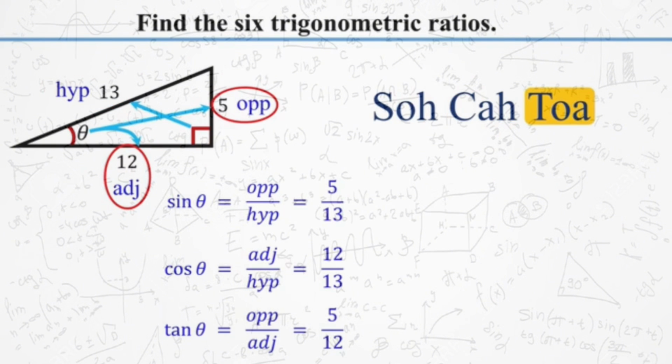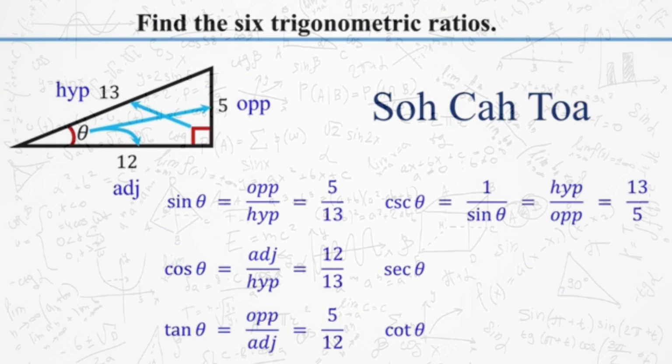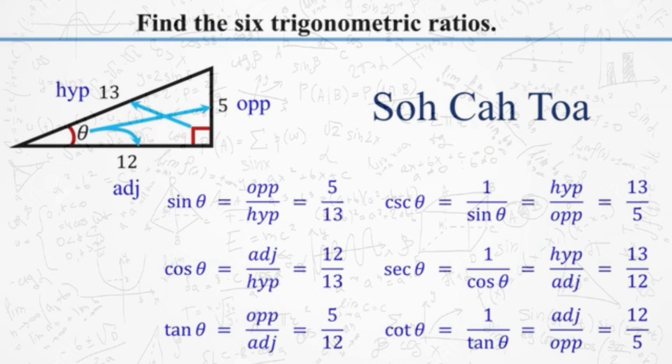Tangent is opposite over adjacent. The opposite side is 5 and the adjacent side is 12. So the tangent of theta is 5 over 12. The other three ratios are simply the reciprocal of these three ratios. Cosecant is the reciprocal of sine, so it is 13 over 5. Secant is the reciprocal of cosine. It is 13 over 12. Cotangent is the reciprocal of tangent, so it is 12 over 5.